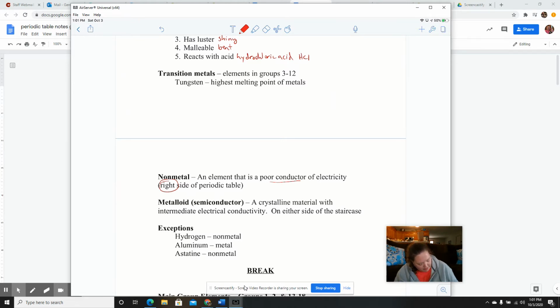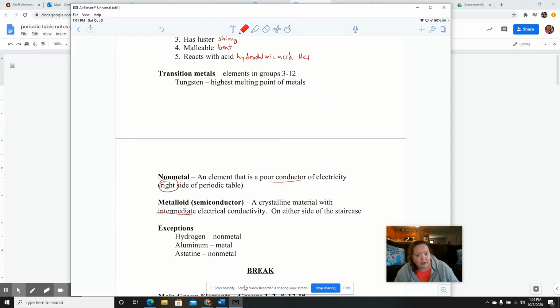We've got metalloids. They have intermediate electrical conductivity, which is why they're so good for electronics, because when you want them to conduct electricity, they will. And when you don't want them to conduct electricity, they won't, okay? Like silicon.